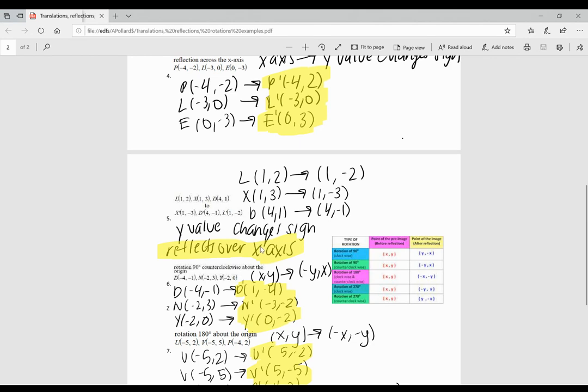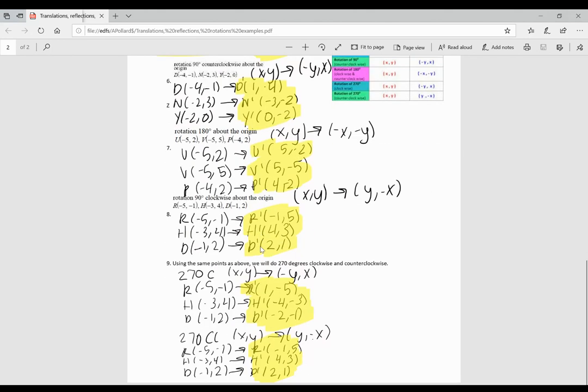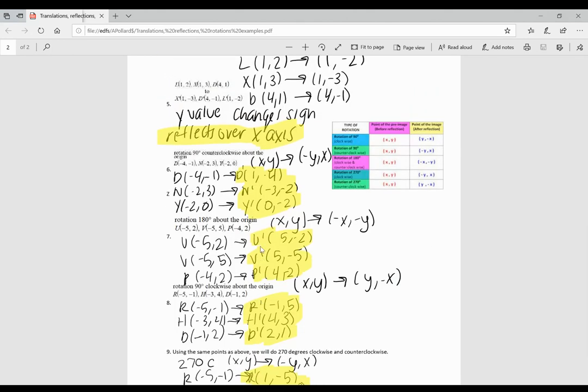Now we're moving on to rotations, and rotations for some reason was very tricky for us. So I'm going to go through these, and hopefully this clarifies it all. This is a chart that you should have written down in your notebook.